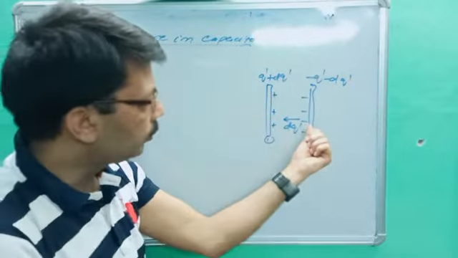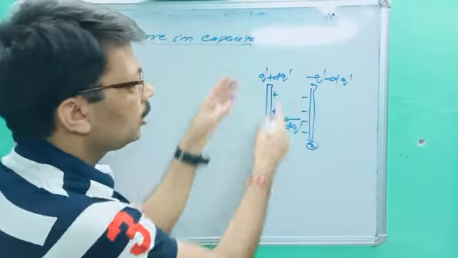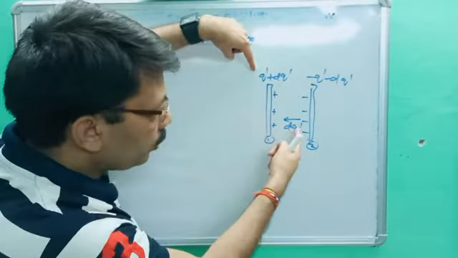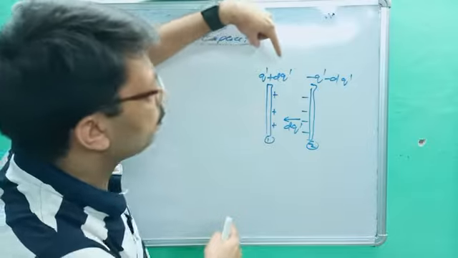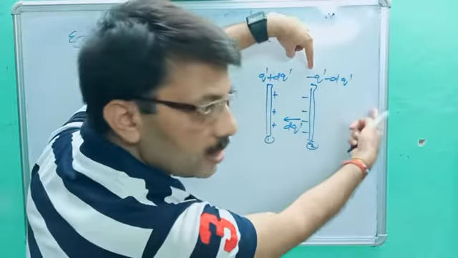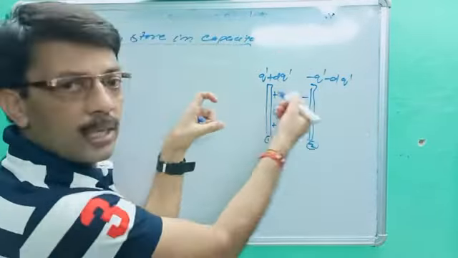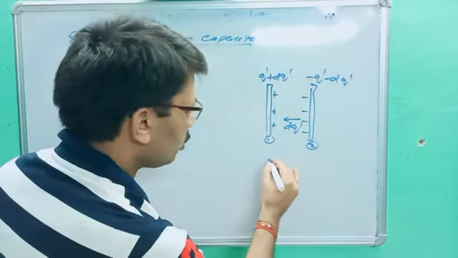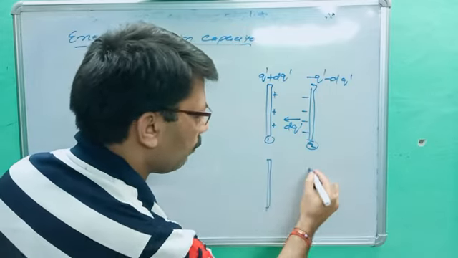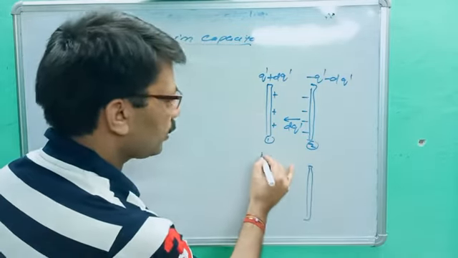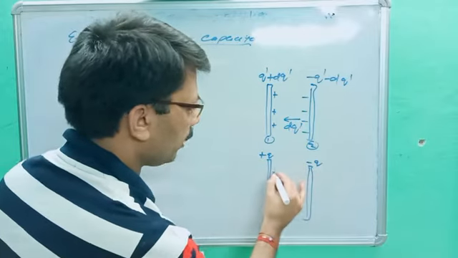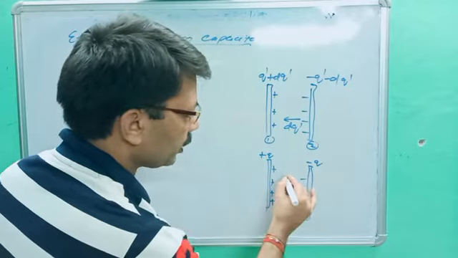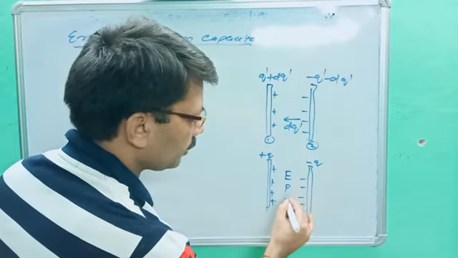When dq' transfers from plate 2 to plate 1, one plate becomes more positive and the other becomes more negative. Initially it was q'. When dq' transfers from 2 to 1, it becomes q' plus dq', and the other becomes q' minus dq', and again dq', again dq'. So it keeps getting more positive and more negative, and this process continues until it is completely charged. On complete charging, it becomes plus Q and minus Q. This is positive, this is negative, and it stores electrical potential energy.